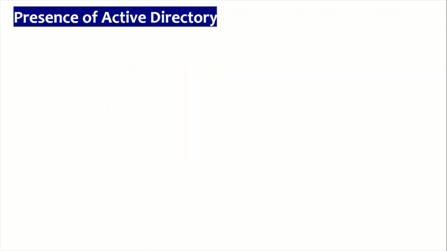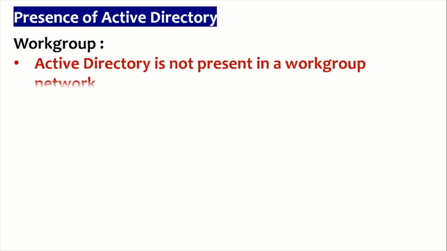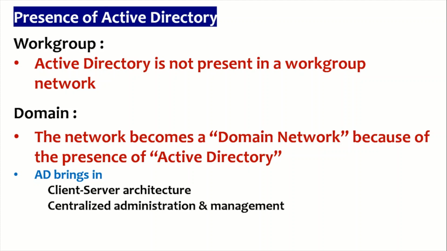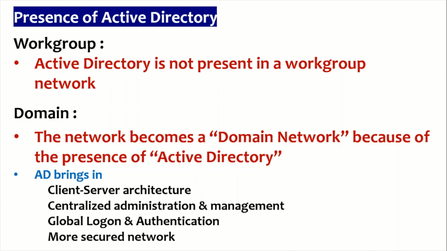So let us understand our last point of comparison, that is presence of Active Directory. In a workgroup network, there is no Active Directory. In a domain network, the network becomes a domain network because of Active Directory. Whenever we install Active Directory Domain Services, that network becomes a domain network. So Active Directory brings in client-server architecture, centralized administration and management, global logon and authentication, and it's more secured compared to our workgroup network.